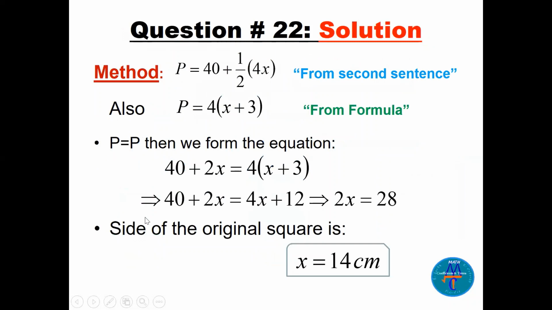Let's continue now. From the given, the perimeter of the new square is 40 plus half of 4x, where 4x is the perimeter of the original one. From the formula we know the perimeter is 4 times the new side, like 4 times w or 4 times x or 4 times y. So put them equal: 40 plus half times 4x, which is 2x, is equal to 4 times (x plus 3). When you distribute, 4x plus 12, and simplify the whole equation, 2x is equal to 28. So x will be 14 centimeters. This is the side of the original one.